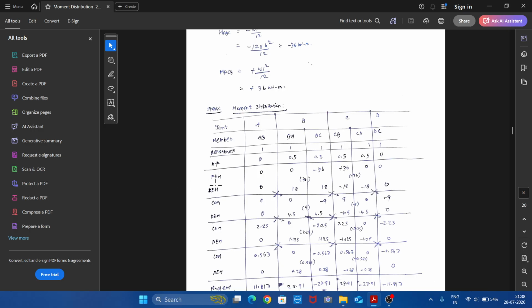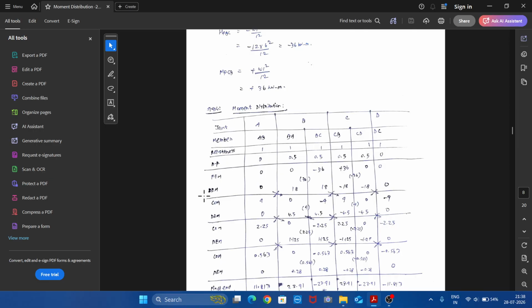Now straight away we can start the distributed end moment because we don't have any freely supported end. If you have any freely supported end, then the moment at that end needs to be balanced and carried over to the far end, and only with the finalized fixed end moment should we do the process of DEM, COM, etc. So here we can straight away start the distributed end moment, DEM.